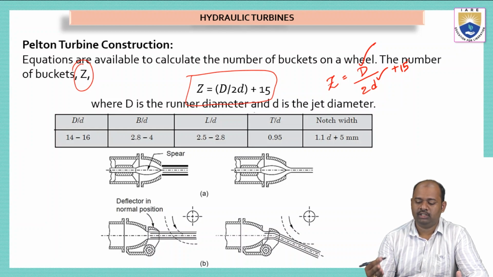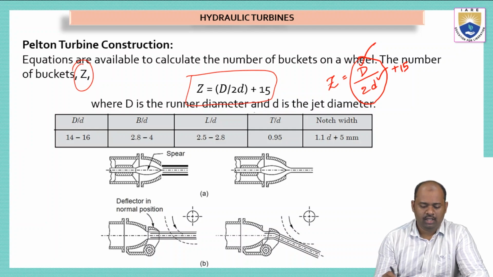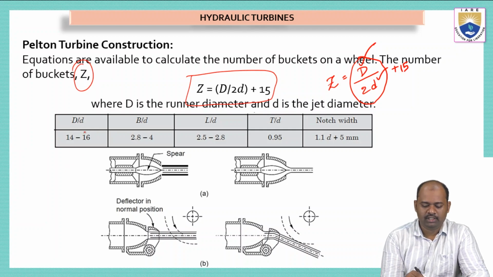So along with this 15, we have to add this value, capital D by 2 into small d, which stands for the diameter of the jet. This will give you how many buckets should be added along with the 15, so that we get the number of buckets on the runner. Okay, and now we have some design formulas here.